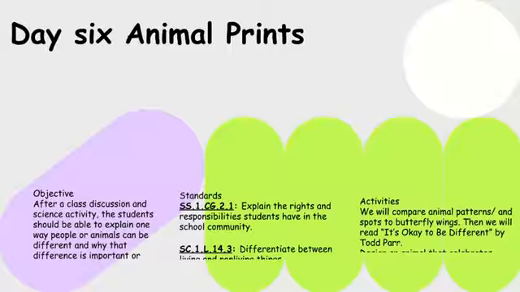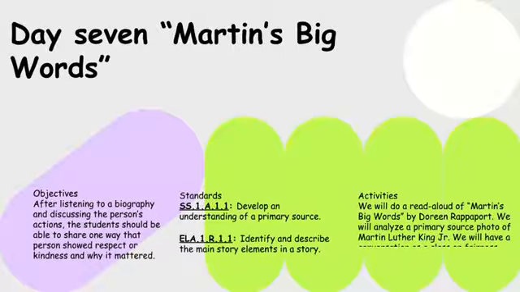their animal unique. For Tuesday, we'll use the standard about understanding primary sources and the reading standards about identifying main story elements. The objective is that after listening to a biography and discussing the person's actions, students will be able to share one way the person showed respect or kindness and why it mattered.